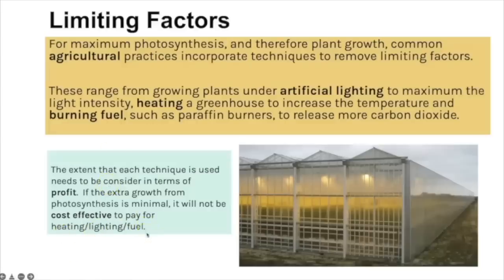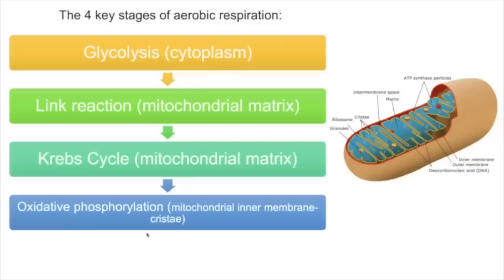Next then we have a look at respiration, starting with aerobic respiration. And there are 4 key stages: glycolysis, the link reaction, Krebs cycle and oxidative phosphorylation. And for each stage, you need to know exactly where in the cell it occurs. And that's what we have in brackets here.